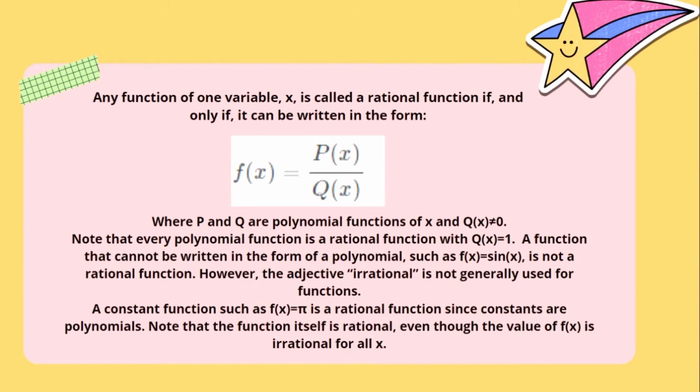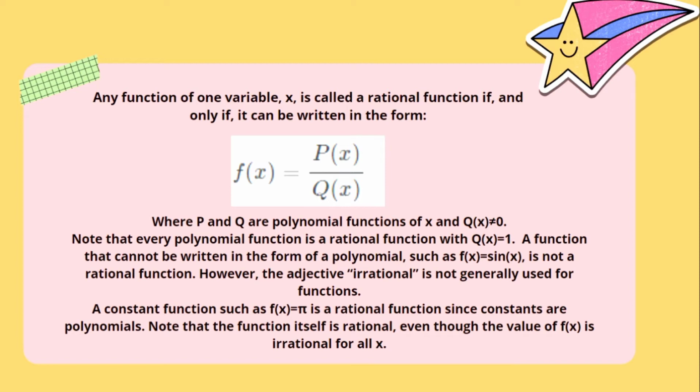Any function of one variable x is called a rational function if and only if it can be written in the form f of x equals p of x over q of x, where p and q are polynomial functions of x and q of x is not equal to 0. Note that every polynomial function is a rational function with q of x equal to 1. A function that cannot be written in the form of a polynomial ratio, such as f of x equals sin of x, is not a rational function.